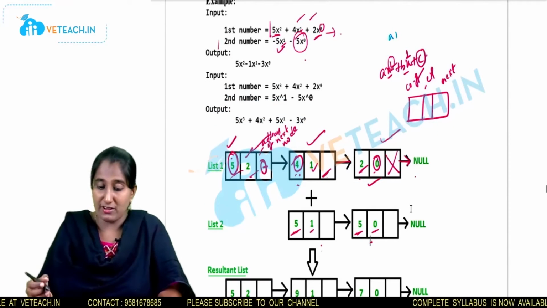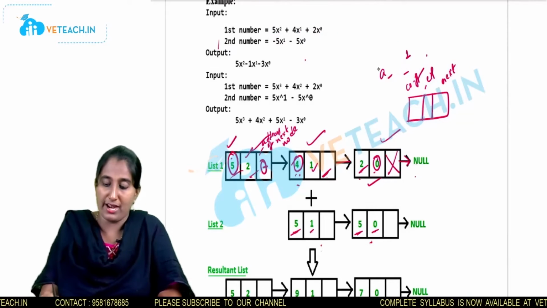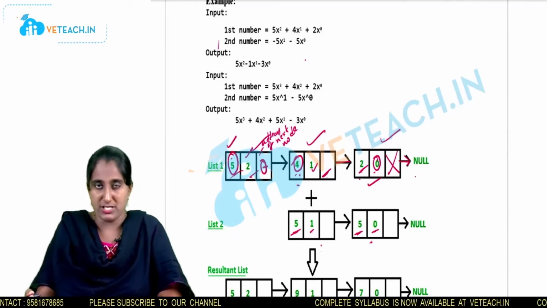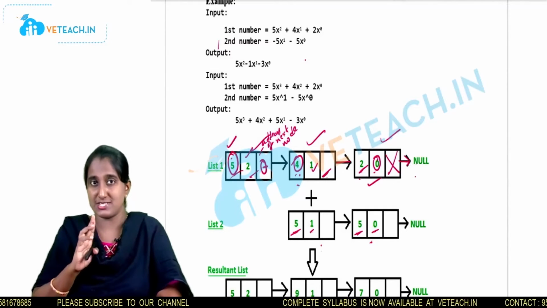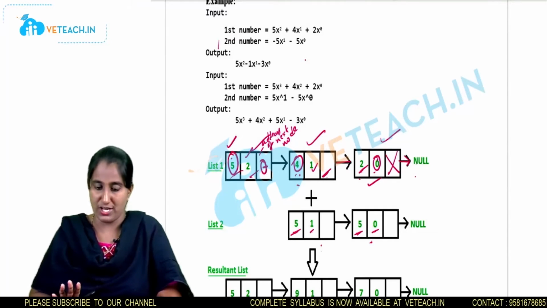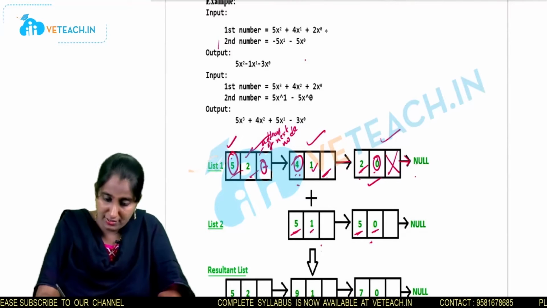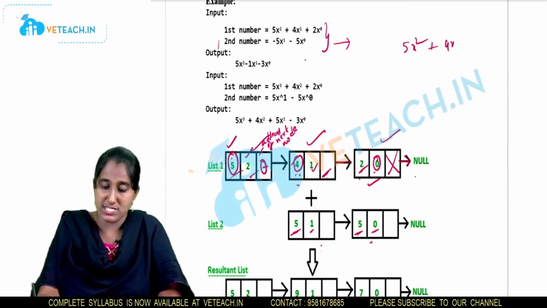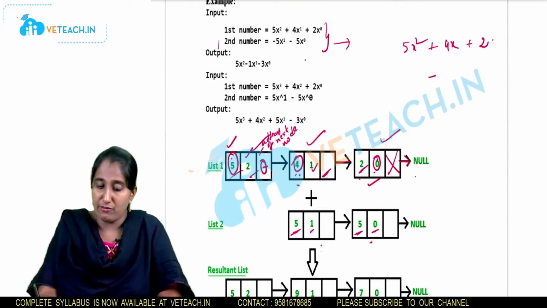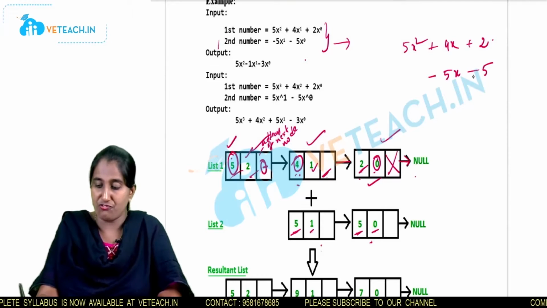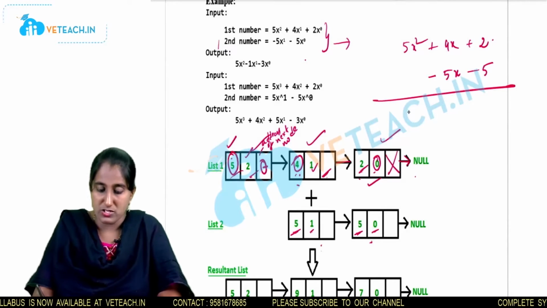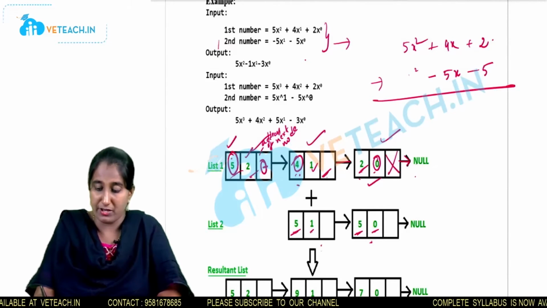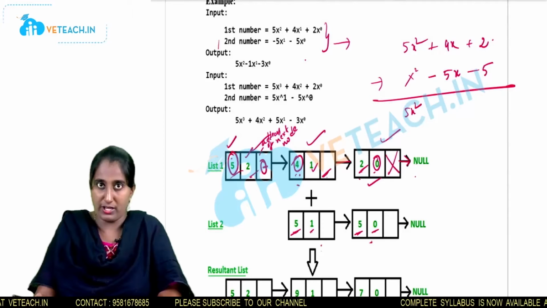Now what will be the result, guys? How do we do polynomial addition? We do it by considering the exponents. The 2 exponents should be the same; only when the 2 exponents are the same can we add those 2 coefficients, isn't it? So in this example, how did the output come? 5x square plus 4x plus 2, similarly minus 5x minus 5. This is the result. As there is no exponent 2 term in the second polynomial, the 5x square will be carried into the output.